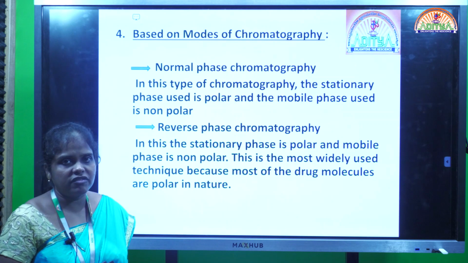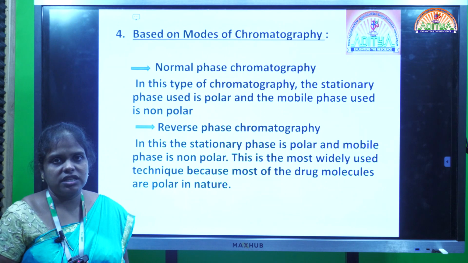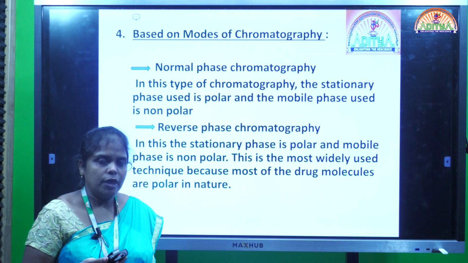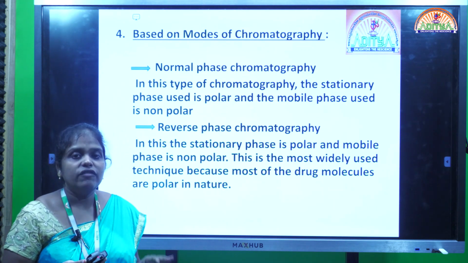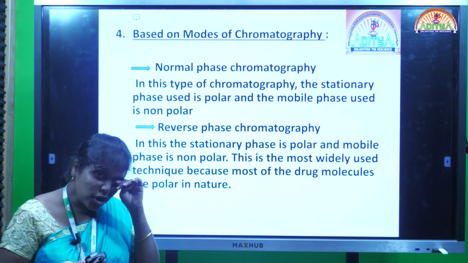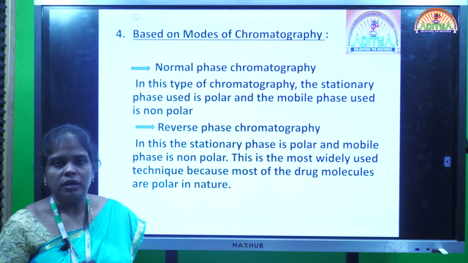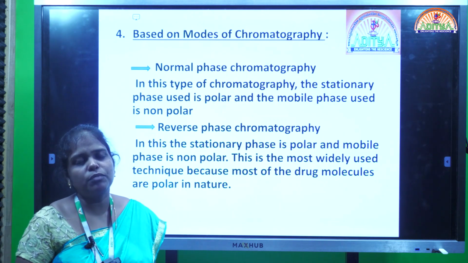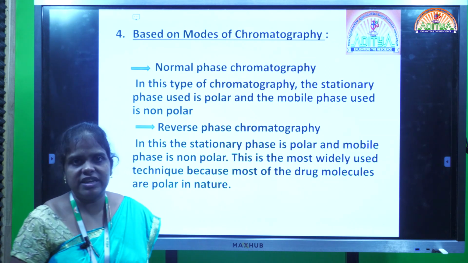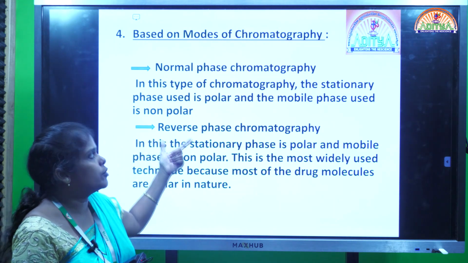In normal phase chromatography, whatever stationary phases we are using are polar in nature. I already told you stationary phases can be solid or liquid, but those solids or liquids also have to be polar compounds. Polar means having more OH groups, for example ethanol, methanol, water. If we are using polar stationary phases and non-polar mobile phases for the separation of compounds, then it is called normal phase chromatography.